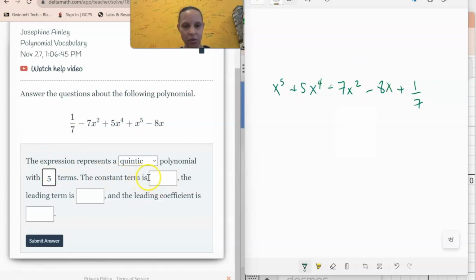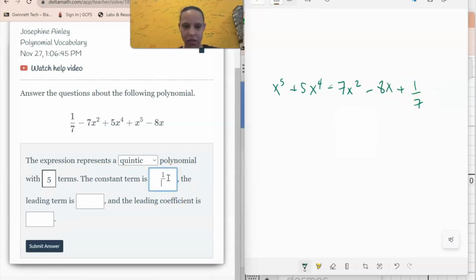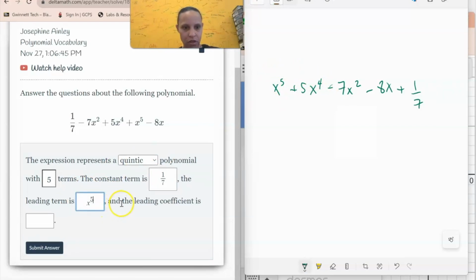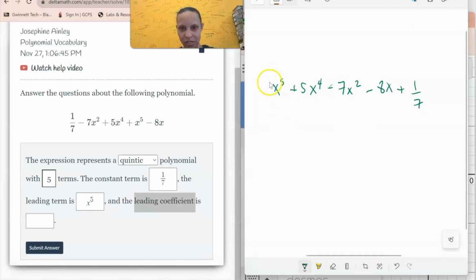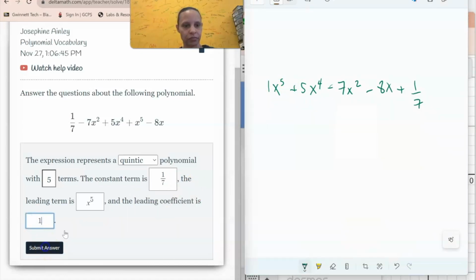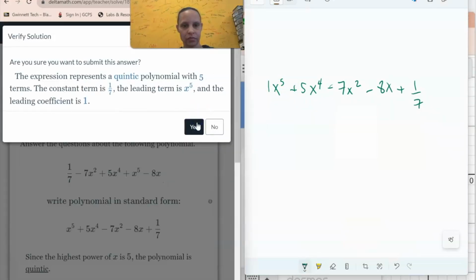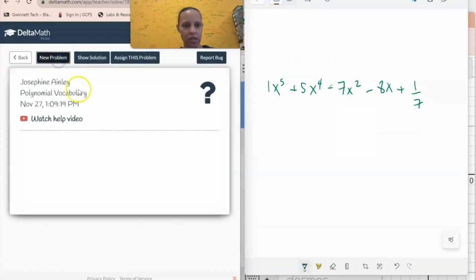The constant term, okay, that's the one without the x. It's the one at the end, after you put it in order, is +1/7. The lead-in term, so that's the very first one, the whole thing. This lead-in term is x to the 5th power. And the lead-in coefficient, so again, from the lead-in term, what is that number? That's what that means. From the lead-in term, what is this number right here? It's an invisible 1.